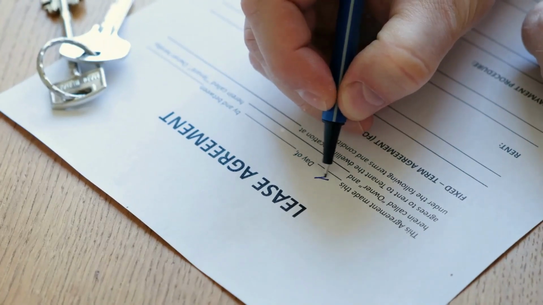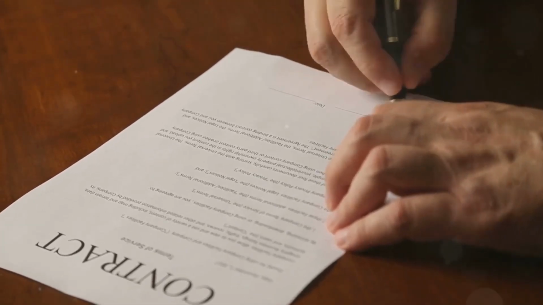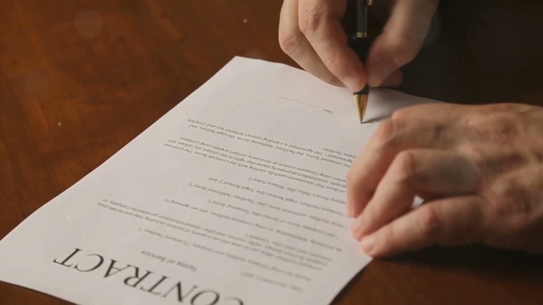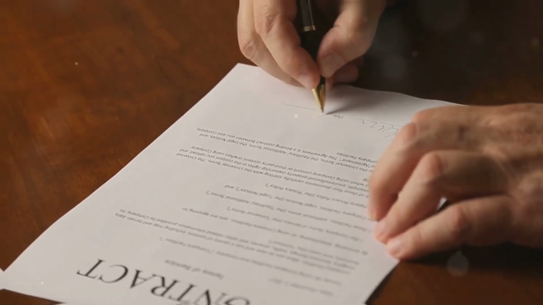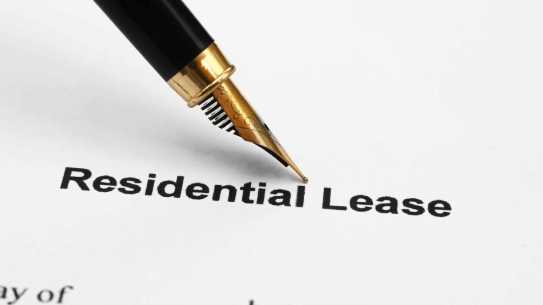3. Duration of the agreement. Define the lease term, which can be either definite, meaning for a specific period, or indefinite, meaning without a fixed termination date. The rental amount and payment method are crucial elements of the lease agreement.